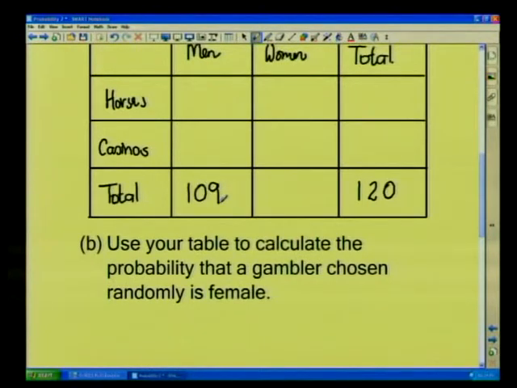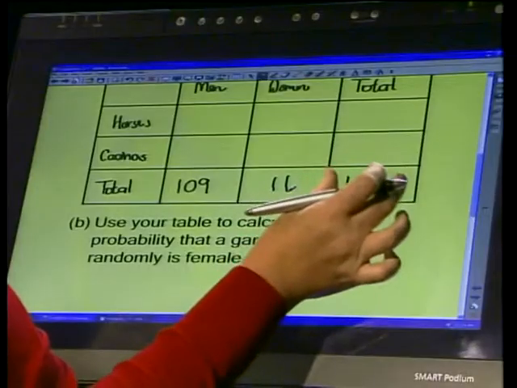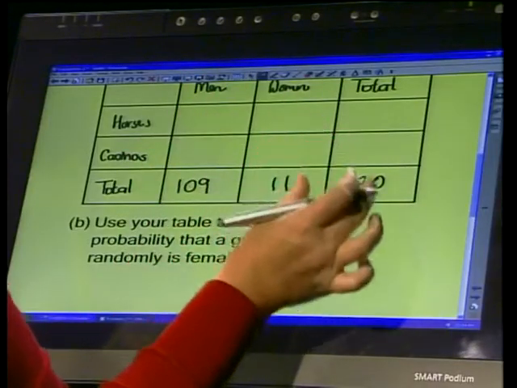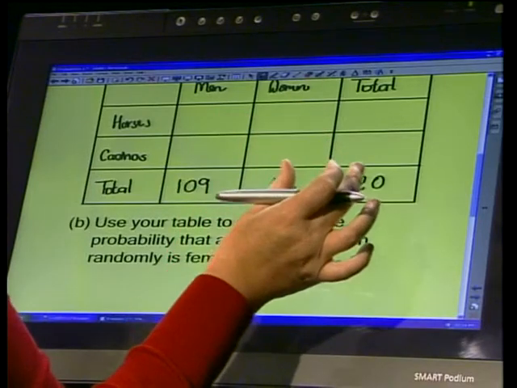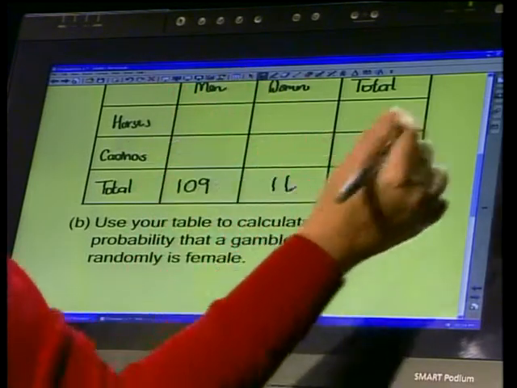One thing you need to make sure of is that when I add these two numbers up, they add up to the total. If they do not add up to the total, it should ring a bell in your head that you've done something wrong, so go back and check. 109 and 11 adds up to 120, so that's perfect. We know that we've done that part right.